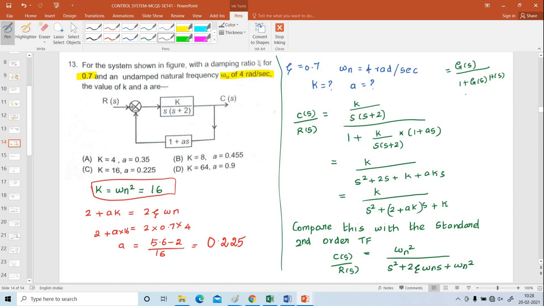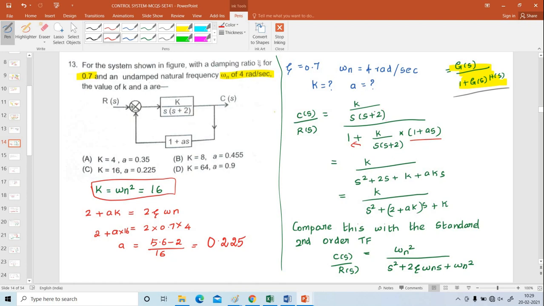How to find out the transfer function? This is the equation used for the reduction of a negative feedback loop: G of S divided by 1 plus G of S into H of S. What is C of S divided by R of S? Have to put G of S, K divided by S into S plus 2, divided by 1 plus K by S into S plus 2 into H of S. And here I have to take the LCM. So S into S plus 2 plus K into 1 plus AS, divided by S into S plus 2.